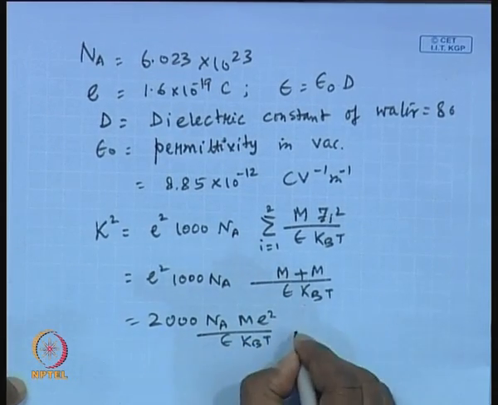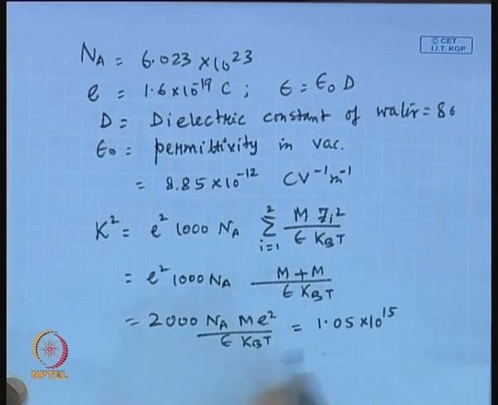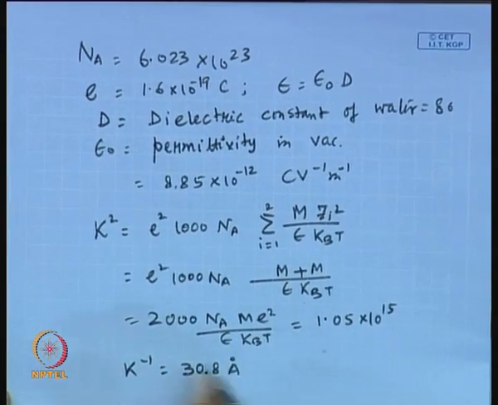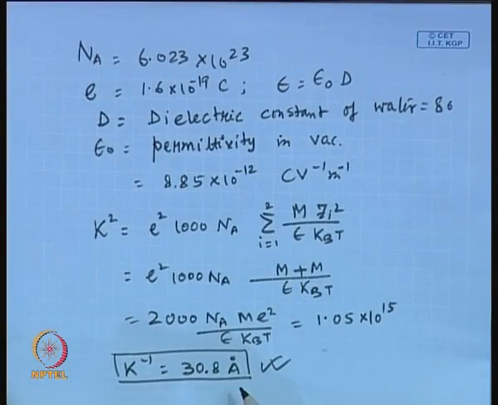Okay. Now, if you put all the values, this turns out to be 1.05 into 10 to the power 15, and kappa inverse turns out to be 30.8 angstrom. So, if you are talking about a 0.01 molar NaCl solution, then kappa inverse will be 30.8 angstrom. Okay. If you increase the concentration of the salt electrolyte from 0.01 to 0.1, kappa inverse will be further decreased. So, the idea is, if you increase the electrolytic concentration, the Debye length will become more and more compact.